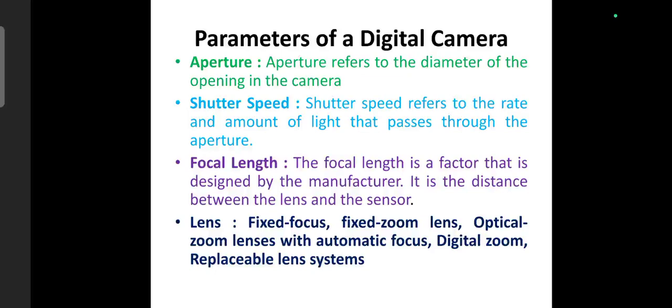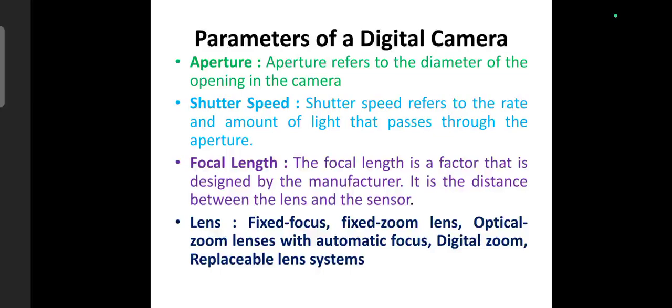The third parameter is focal length. According to this slide, focal length is the distance between the lens and the image sensor, determined by the lens design. Focal length determines the field of view. A short focal length provides a wide angle view suitable for landscapes. A long focal length provides a narrow field of view with magnification, making it suitable for wildlife and sports photography.